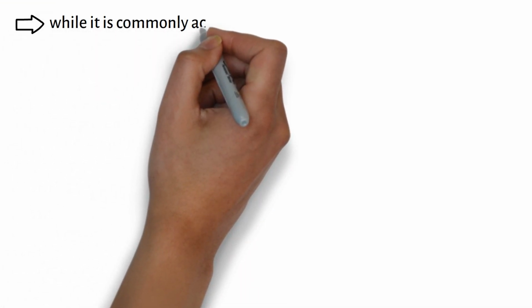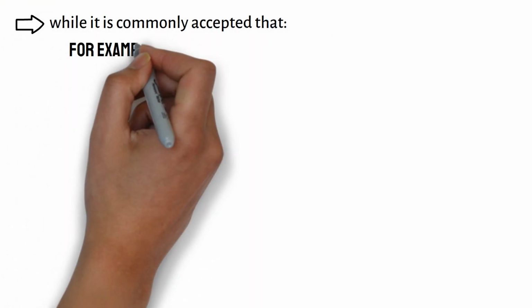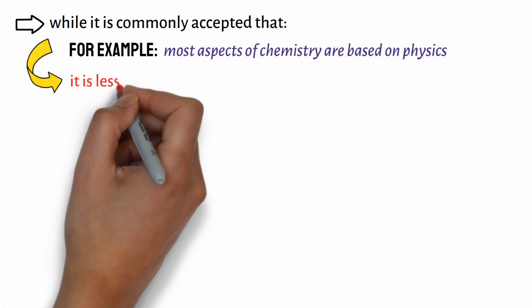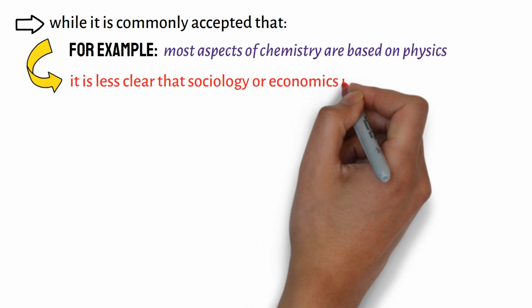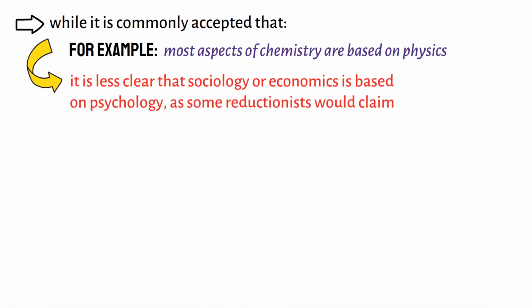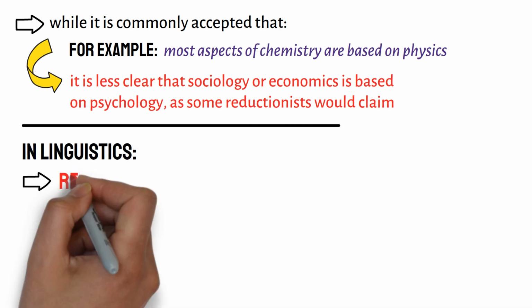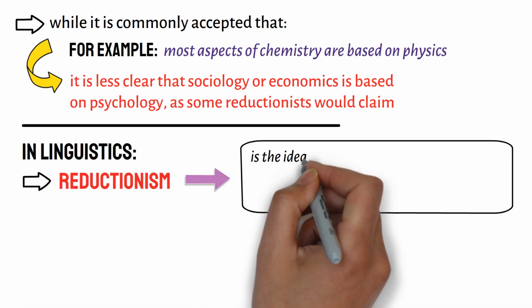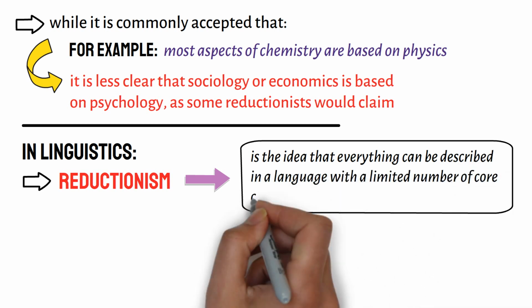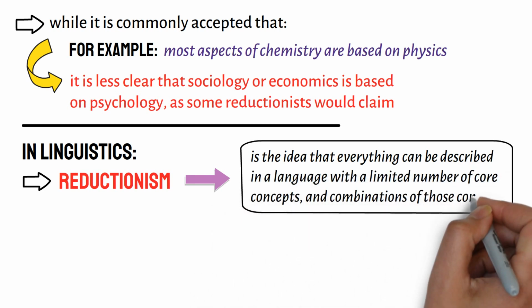However, while it is commonly accepted that, for example, most aspects of chemistry are based on physics, it is less clear that sociology or economics is based on psychology, as some reductionists would claim. In linguistics, reductionism is the idea that everything can be described in a language with a limited number of core concepts, and combinations of those concepts.